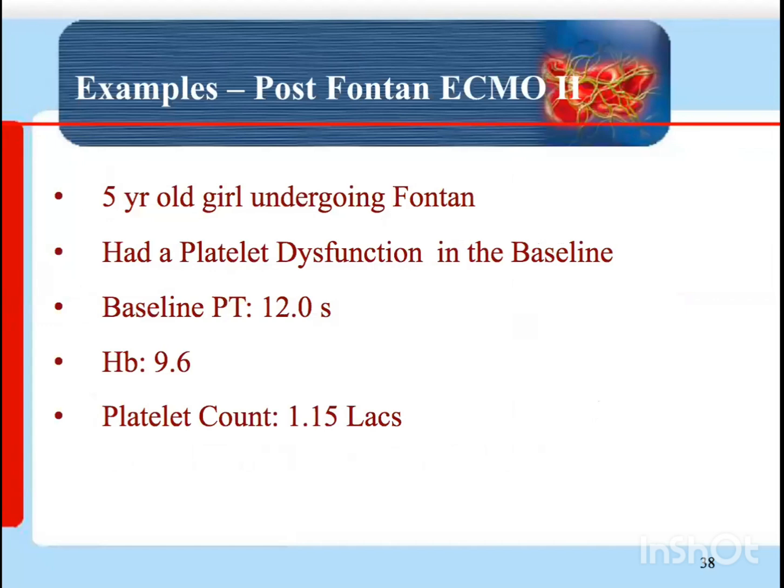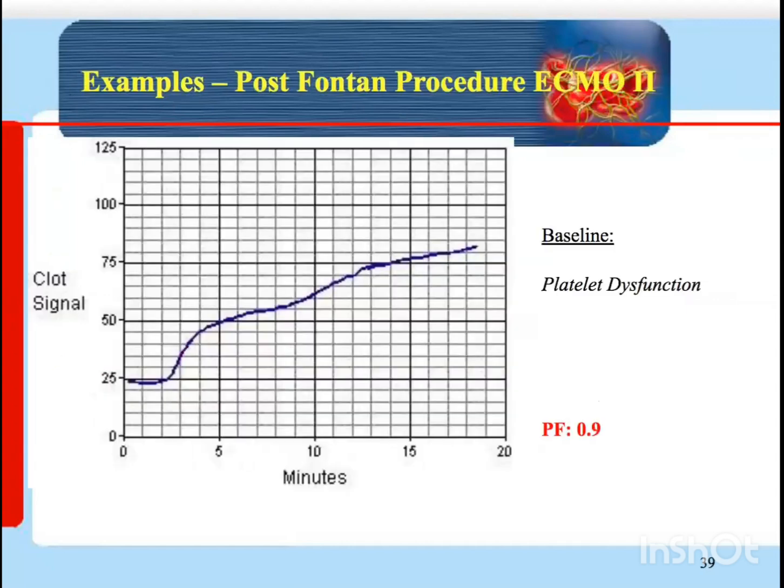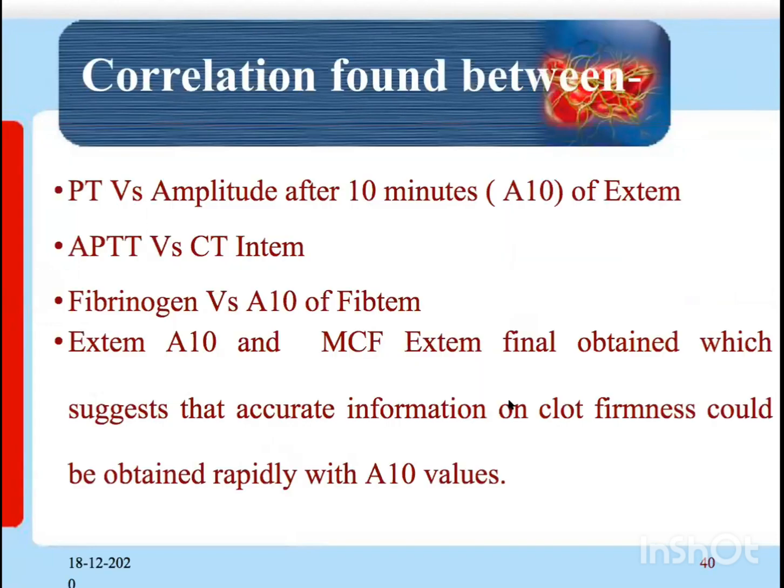Again, another example of a 5-year-old girl undergoing a Fontan surgery who had a platelet dysfunction at baseline. The baseline prothrombin time was 12 seconds, HB was 9.6, and the platelet count was normal, 1.15 lakhs. This was platelet dysfunction with a platelet function of only 0.9. There's no peak and there's no dissolution down.